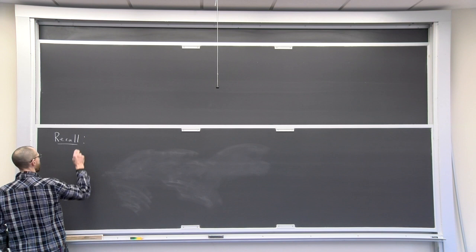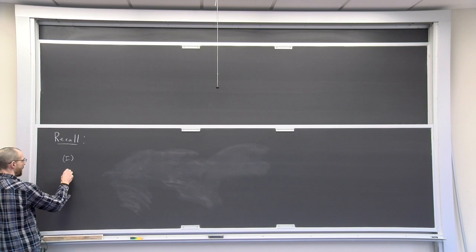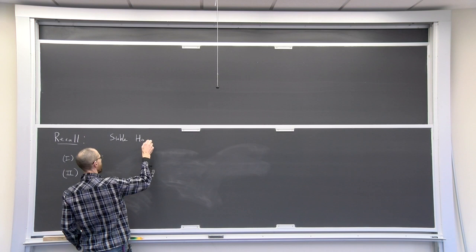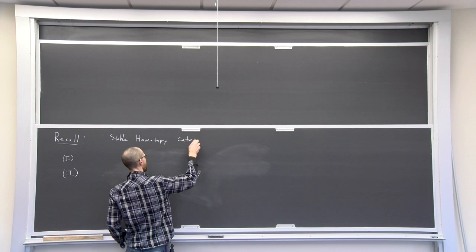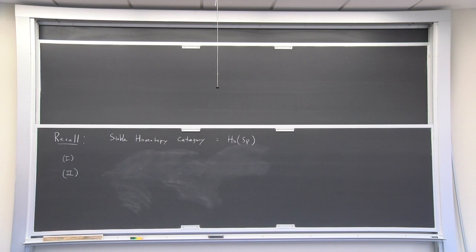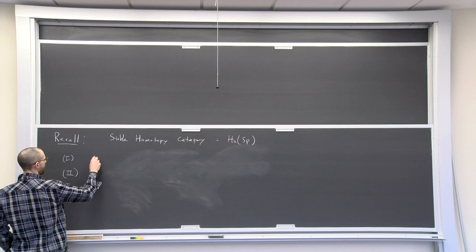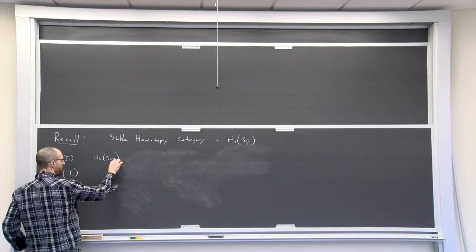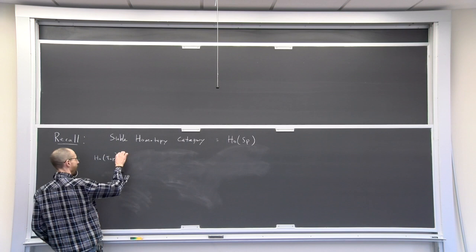So I had sort of three perspectives that I was touting for the stable homotopy category, which was going to be, eventually, the homotopy category of spectra. Okay? So the first of these was where we take the homotopy category of topological spaces, which I want to remind you is the category of topological spaces where we invert weak homotopy equivalences. We consider the homotopy category of pointed topological spaces, and we want to invert suspension.